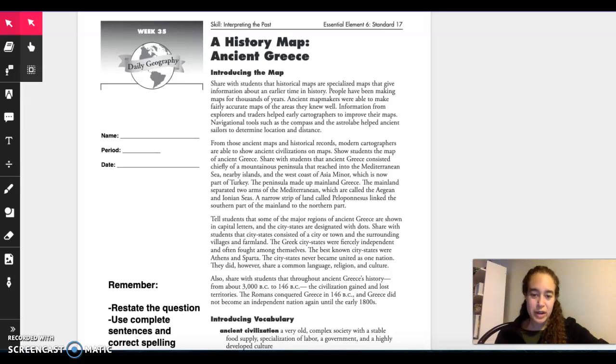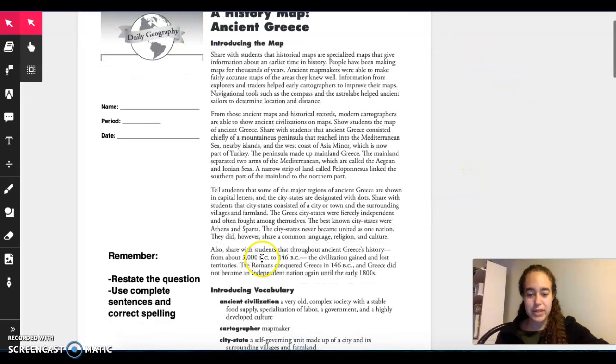In the first few paragraphs, you'll read about what ancient Greece was like, a little bit about how it's a peninsula and how the peninsula had many mountains. You'll read about the bodies of water that surrounded ancient Greece. You'll read about how they had city-states and what those consist of. And there's a little bit down here about the time periods of Greece's history.